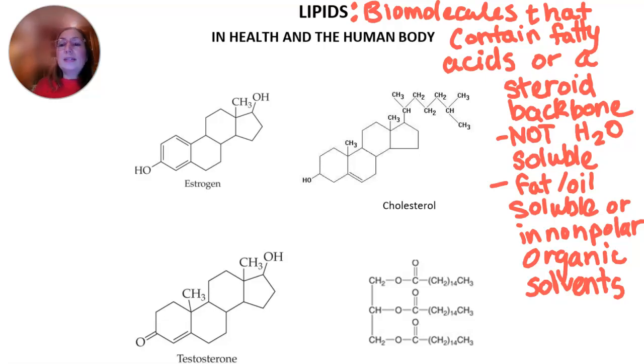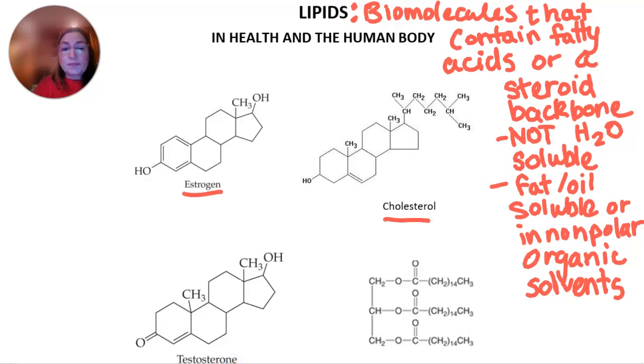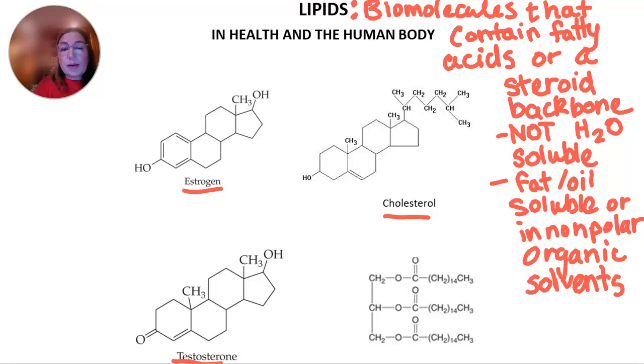And now what is this steroid backbone? Well, we see this steroid backbone in estrogen here, in cholesterol, and in testosterone. So when chemists talk about a steroid molecule, we mean any of these sex hormones that have the same backbone: estrogen, progesterone, testosterone, and then also cholesterol. So what is that steroid backbone? Let's look at what that looks like in general.